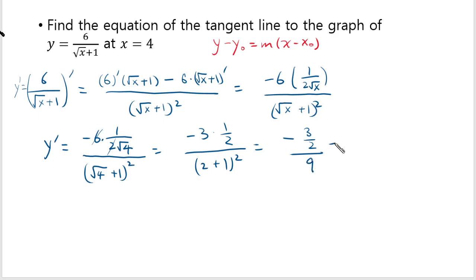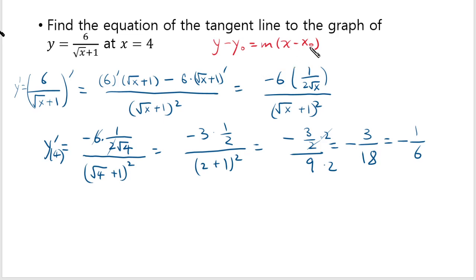Okay. Now, you can either use keep, change, flip, or I like to do this. Whenever you have a fraction over a fraction, just multiply top and bottom by that fraction. That makes things a lot simpler. So 2 cancels, and you get 18 in the denominator, so it's negative 3 over 18. And then you can see that top and bottom are both divisible by 3, so I'm going to divide top and bottom by 3, which gives you negative 1 over 6. Okay, so that's the slope. So y prime of 4 is equal to negative 1/6.